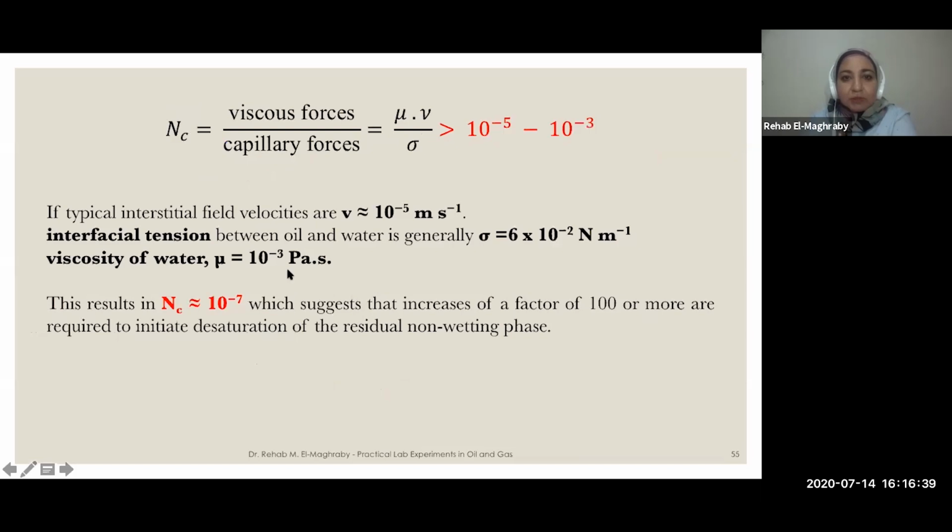I will give you an example here. If the velocity in your reservoir is 10 to the power of minus 5 meters per second, the interfacial tension is 6 times 10 to the power of minus 2 Newton per meter, and the viscosity of water is 10 to the power of minus 3 Pascal second. Remember, these are estimated numbers, not exact. In an actual oil reservoir, the capillary number is 10 to the power of minus 7. What you want here is to increase this by 100, to reach 10 to the power of minus 5 to 10 to the power of minus 3. This can be done by altering the viscosity of your displacing fluid, so you inject polymer with your brine. You can also increase the velocity, but you are limited there, and decrease the interfacial tension.